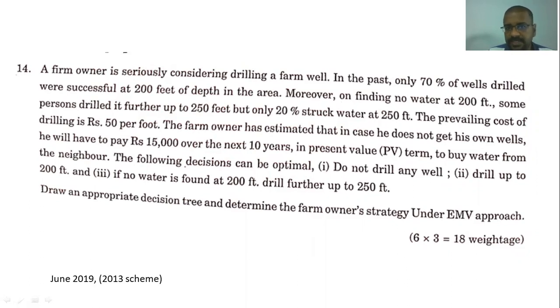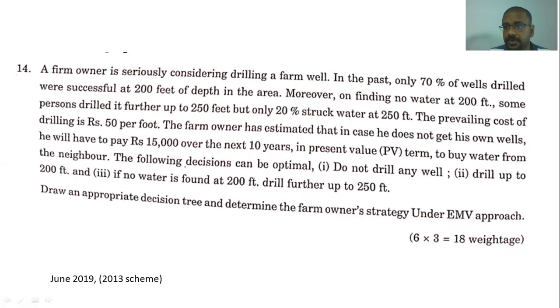The states of nature are water found and water not found. Those are the two states of nature, and the payoff here is the cost of drilling, and the cost of procuring water from the neighbor in case no water is found. That figure is given to us already, 15,000. Now the cost per foot of drilling is 50 rupees. So this is the cost data.